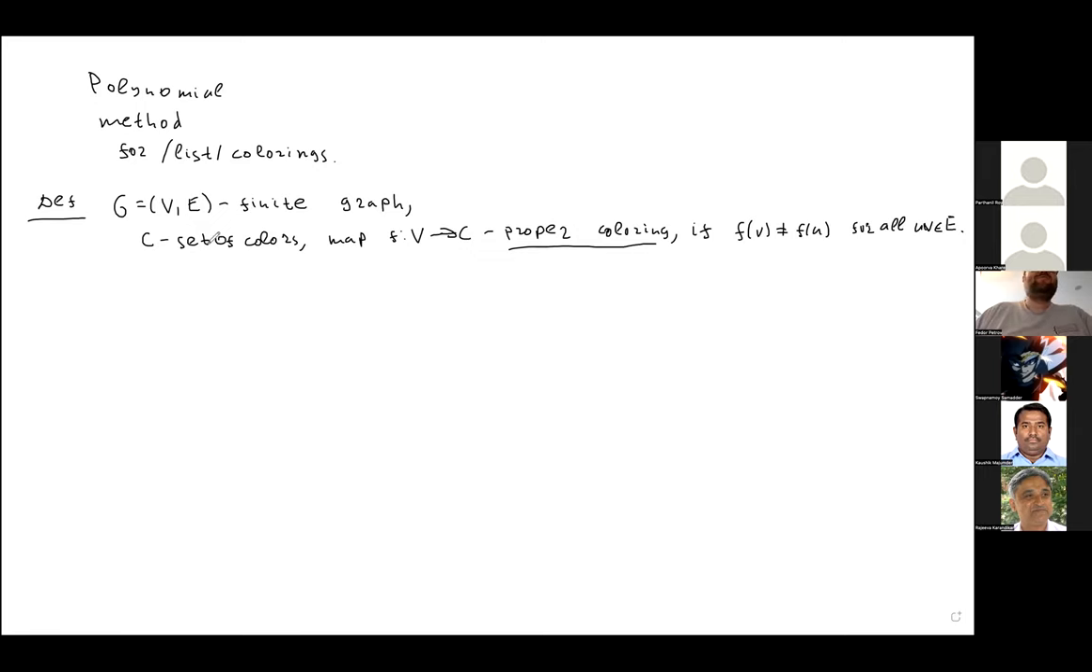Then it is a very basic definition. I think even people who don't do graph theory every day know about, for example, the four color conjecture, that every map on the plane or on the sphere may be properly colored using four colors.